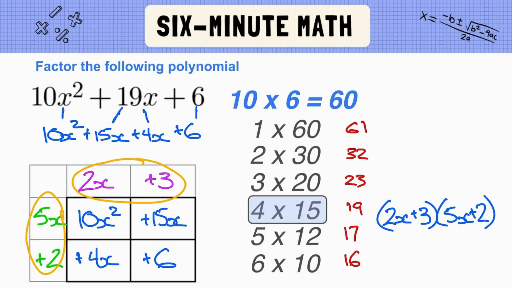Those are all the examples we have today for factoring complex trinomials using the box method.